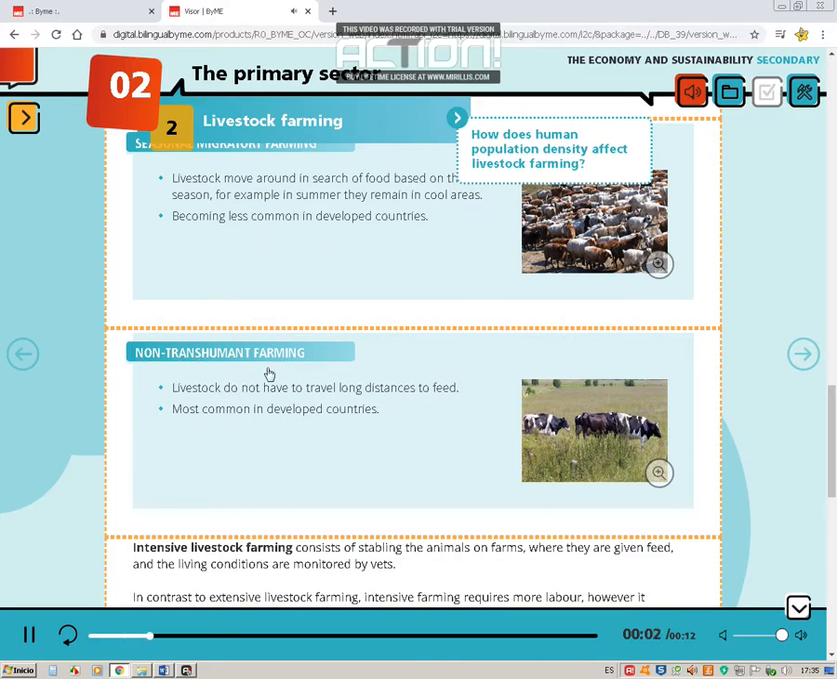Non-transient farming. Livestock do not have to travel long distances to feed. Most common in developed countries.